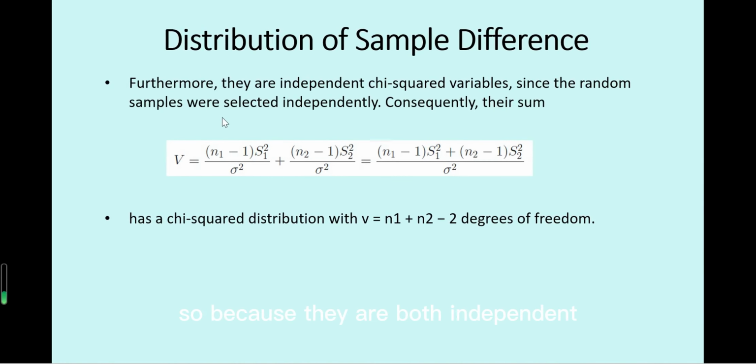Because they are both independent, from the chi-square distribution characteristic, we can sum them together. So the summation of both is also a chi-squared distribution random variable with n1 plus n2 minus 2 degrees of freedom.